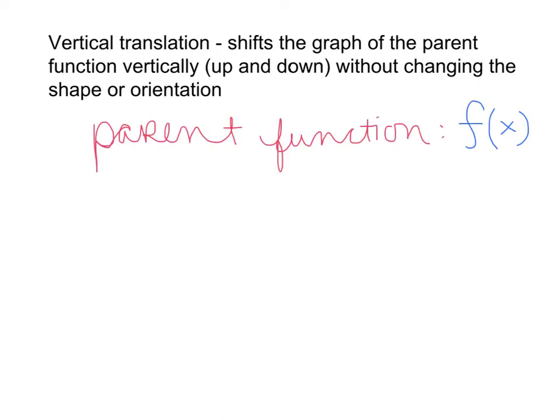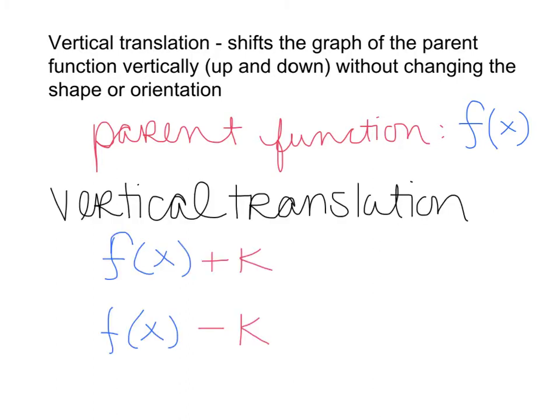So to show you what vertical translation looks like, we're going to start with the parent function, f of x, and that's just going to represent any basic function. And now let's see what it looks like if we were to shift it or translate it vertically. So there are two types to shift it vertically, and that is f of x plus k and f of x minus k. So f of x plus k is going to shift your graph up. F of x minus k is going to shift your graph down.